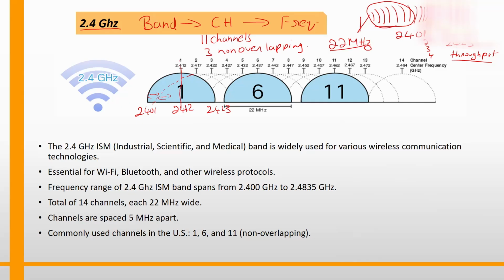Similarly, the next channel is spaced at 5 megahertz. So another channel will start after 5 megahertz, that is, it is going to start at 2406. After 5 megahertz, one more channel will start, that is 2411. Like this, channels will keep starting, and the sixth channel will start much later. Basically, that one will not overlap with any other channel.